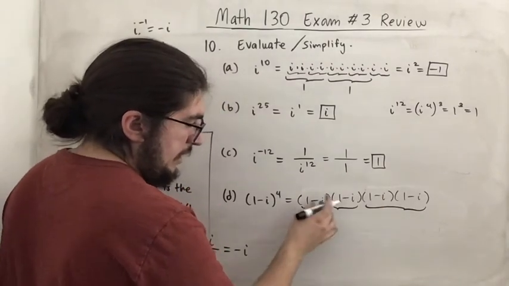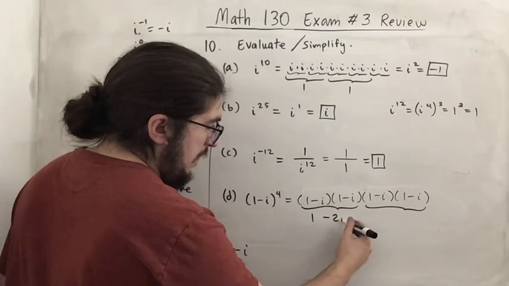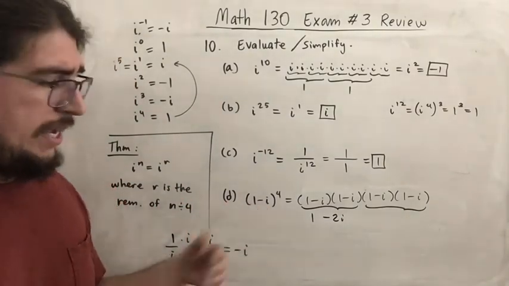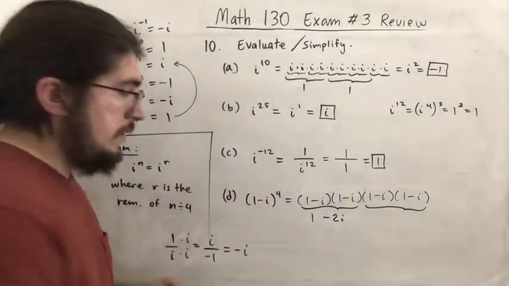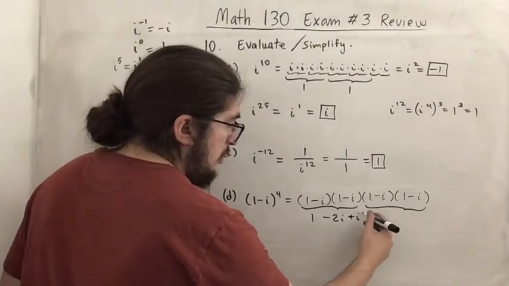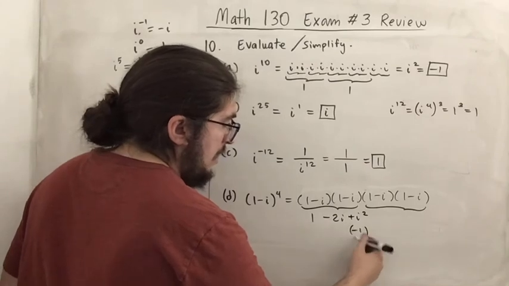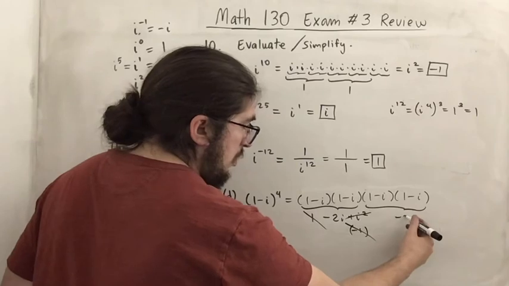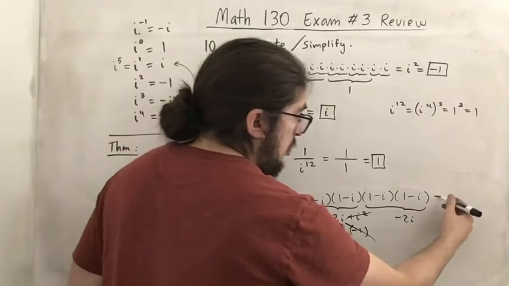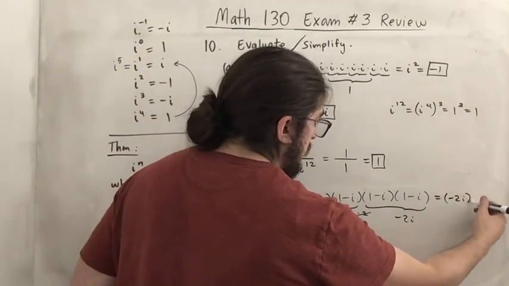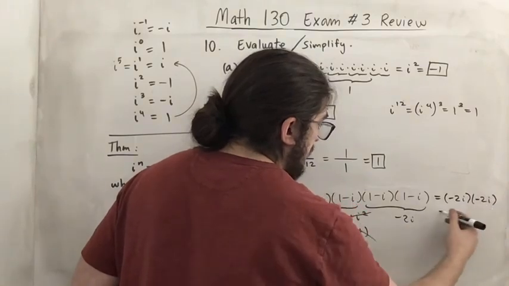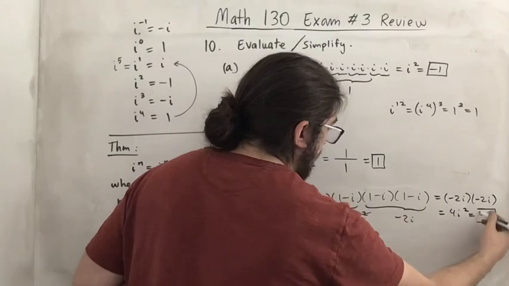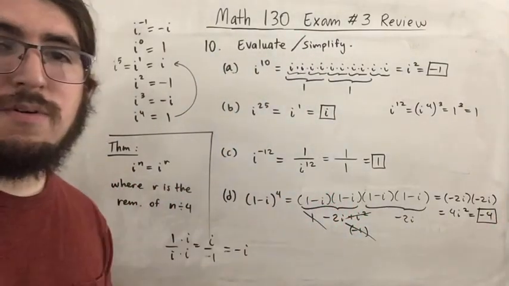2 times their product is going to be negative i doubled, so that's negative 2i. And the last one squared is positive i squared, because negative i times negative i is a positive i squared. So plus i squared. But notice, what's i squared? It's negative 1, and that cancels with this. So in fact, you just get negative 2i, and this will also be negative 2i. So in total, we get negative 2i times negative 2i, which is positive 4i squared, which is just negative 4 because i squared is negative 1, and negative 1 times 4 is negative 4.